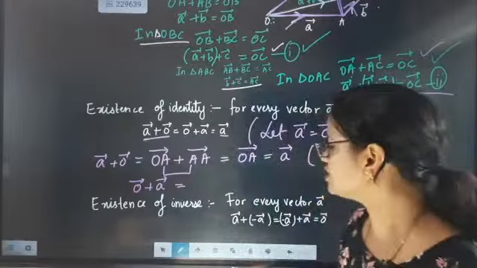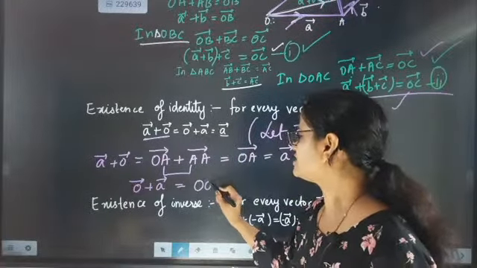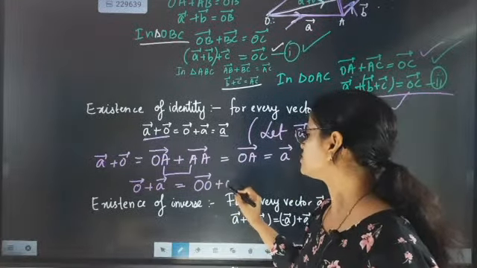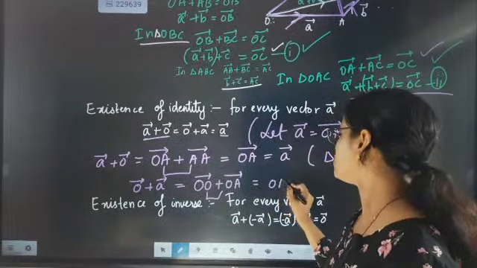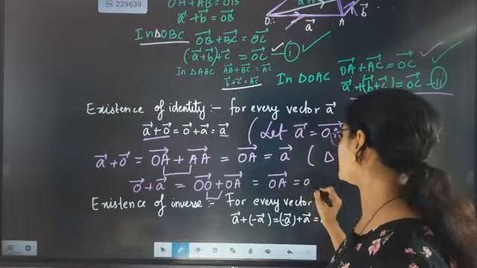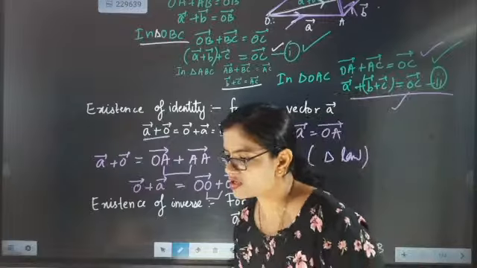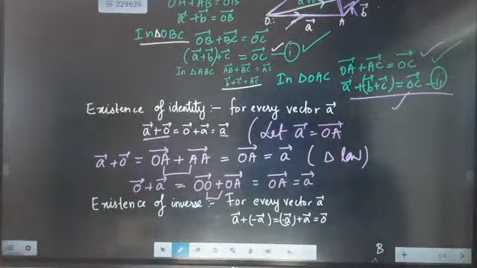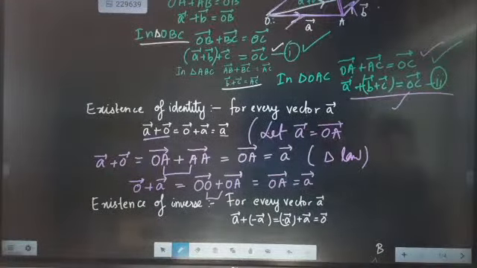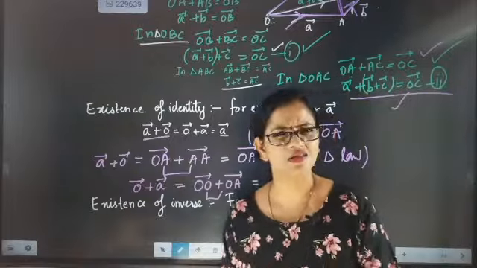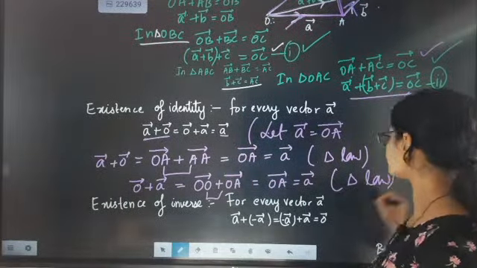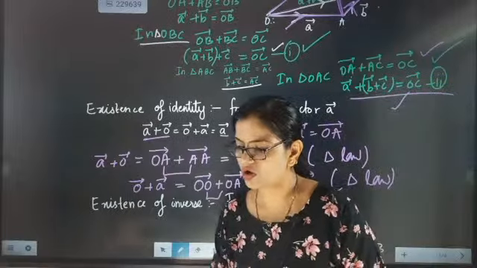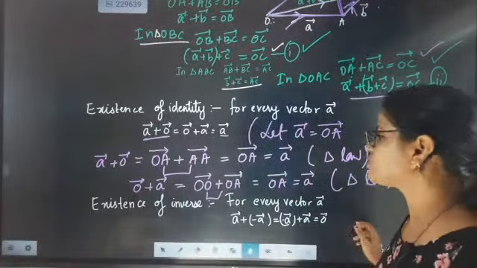I hope you are understanding this part. So we have to take this side as OO vector plus OA vector. Now these two will coincide. Now the resultant will come as OA vector and it is coming as A vector. I hope you might have understood this point. So this is called existence of identity. Critical, nothing critical in this. Here also triangle law applied. Shall we go for the next one?